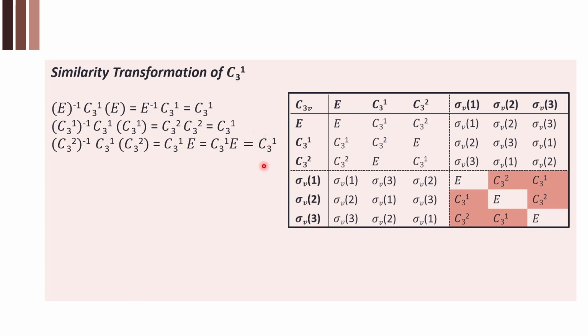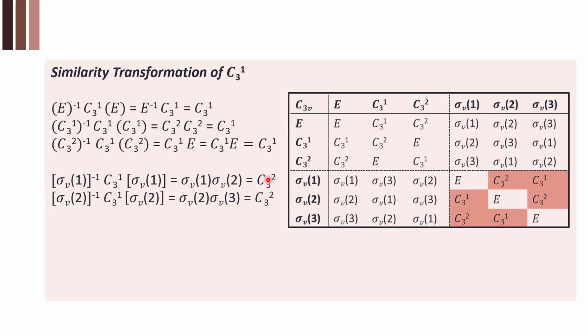And let's see about planes. So sigma V1 inverse C3^1 sigma V1. The reciprocal of sigma V1 would be sigma V1. Sigma V1 into C3^1, their product is sigma V2. So we get sigma V2 here. Now sigma V2 into sigma V1, the result is C3^2. So what we find here is C3^2.